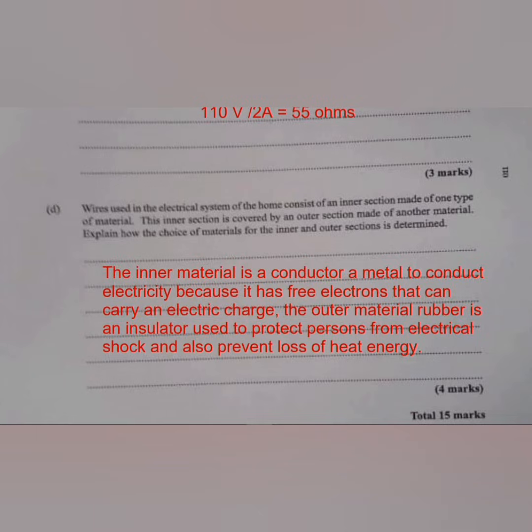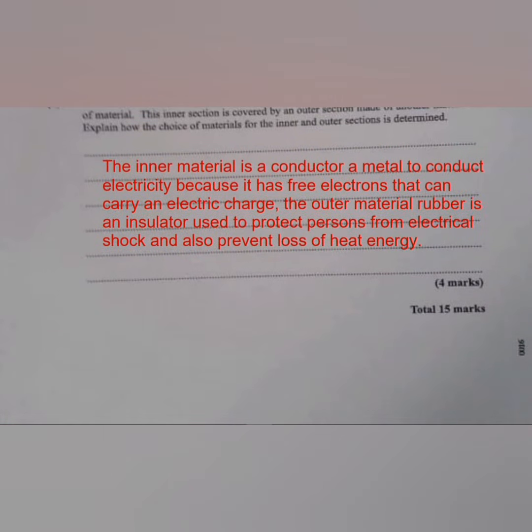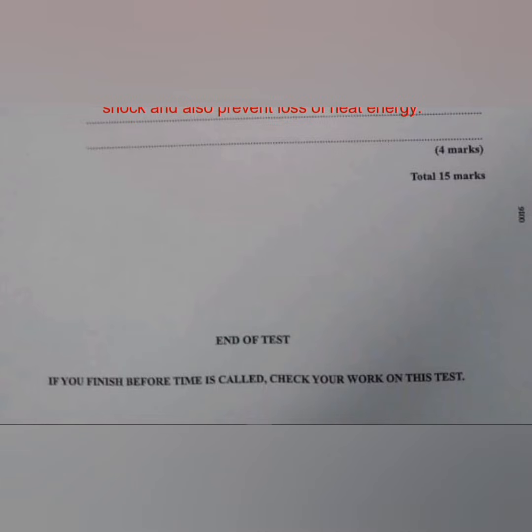The inner material of a wire must be a conductor, and it is usually a metal, and this is used to conduct electricity because it has electrons that can carry an electric charge. The outer material is usually rubber and is an insulator, which is used to protect persons from electrical shock and also to prevent loss of energy from the electricity being conducted.